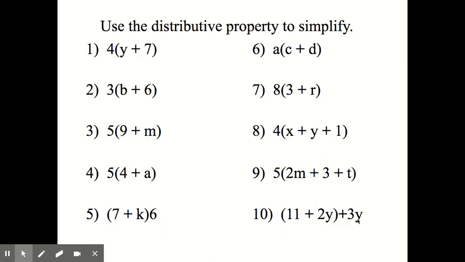Okay, now you're going to try these ones. So you have 4 parentheses y plus 7. That would simplify to 4y plus 28. Then 3 parentheses b plus 6 would simplify to 3b plus 18.